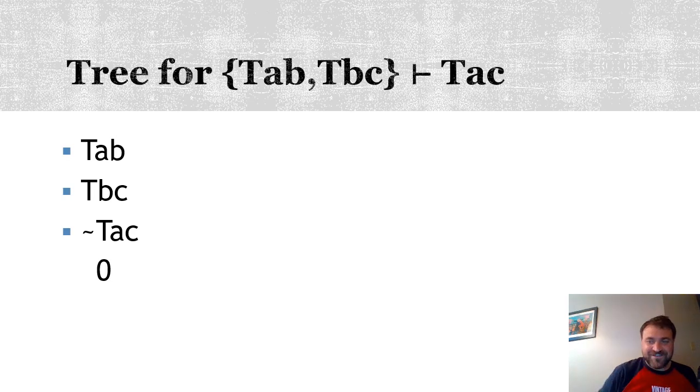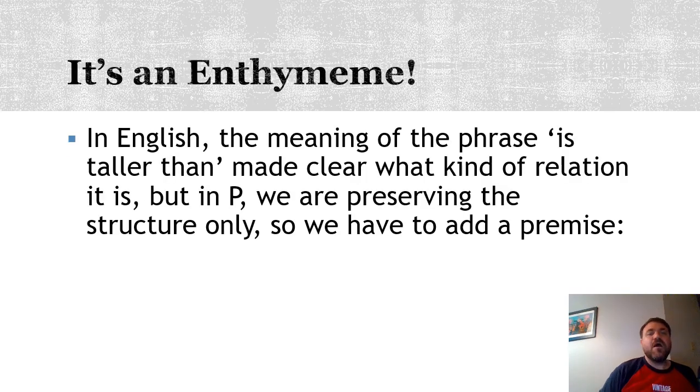And so invalid, right? Didn't we just say that was as clearly valid as anything? So again, there's something going wrong here, something we have to fix. All right, so again, this is an enthymeme, okay? So in English, the meaning of the phrase "is taller than" made very clear what kind of relation it is. But in P, again, we're preserving the structure only, so we have to add a premise.